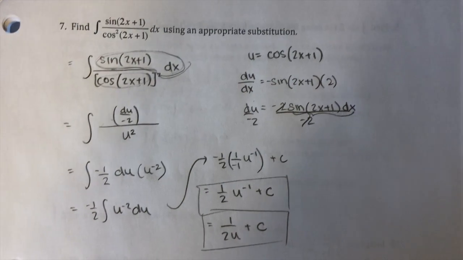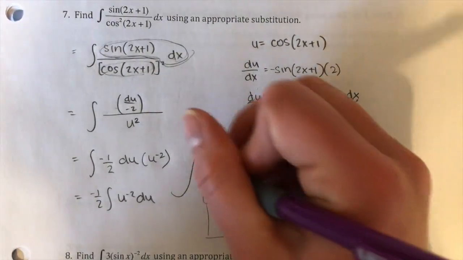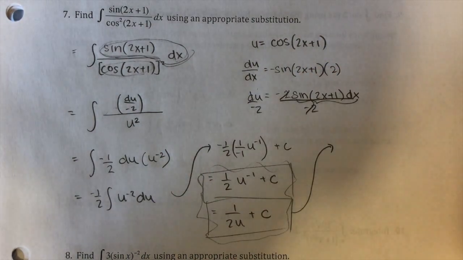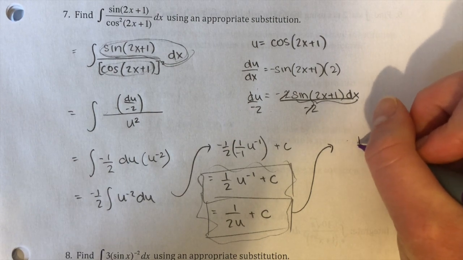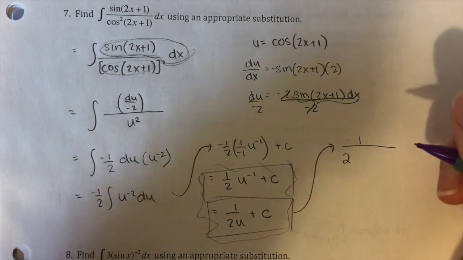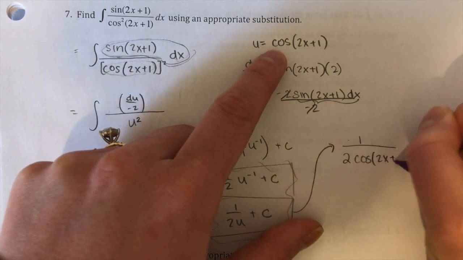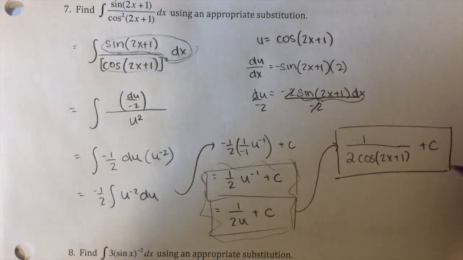Okay, and then we could, oh, I forgot to substitute the x's back in. These are not my final answers. Ignore those. Okay, so then it's 1 over 2 times cos 2x plus 1, plus c. There's my final answer.